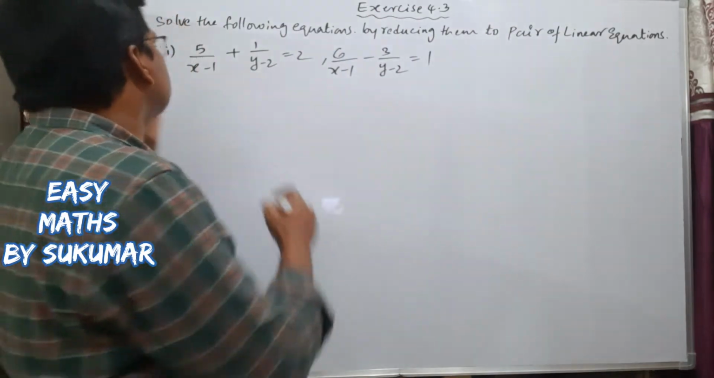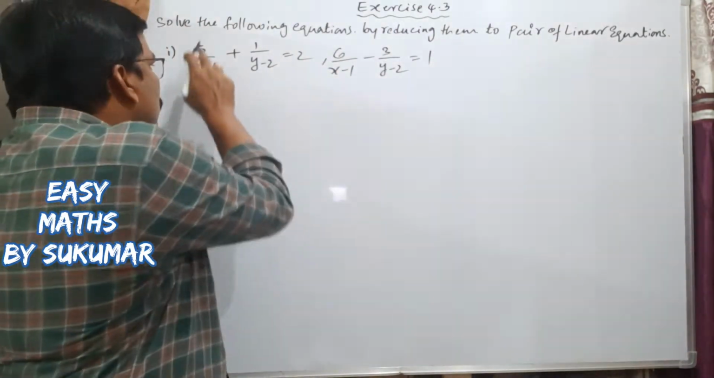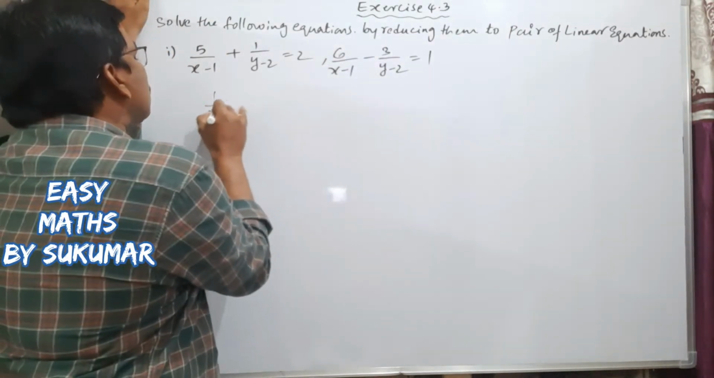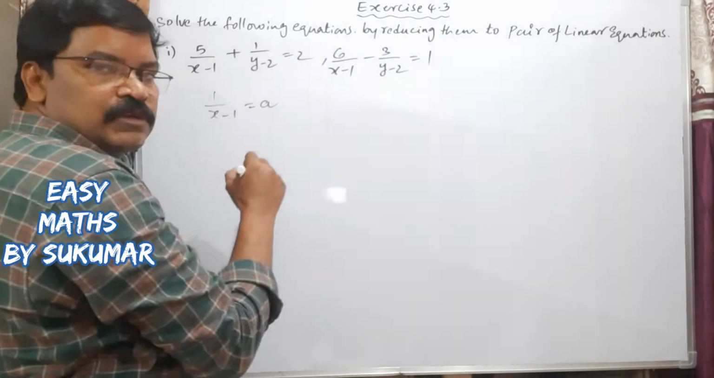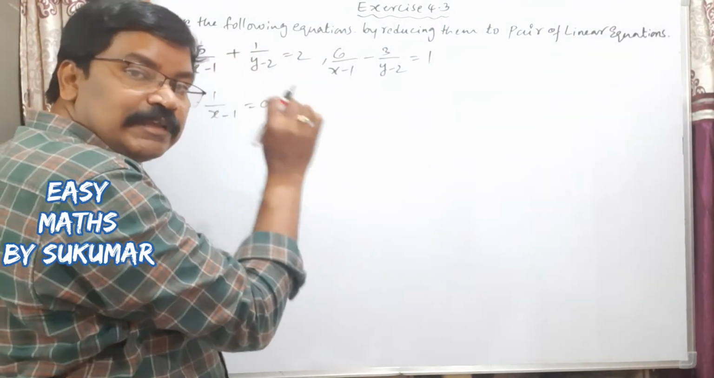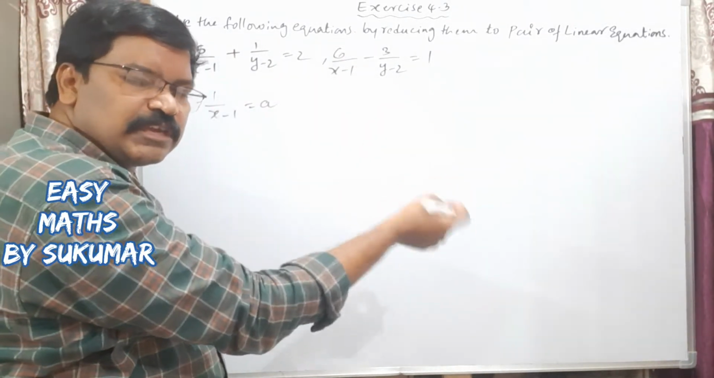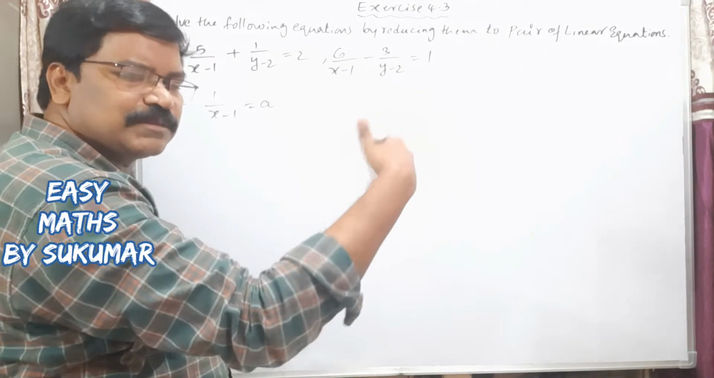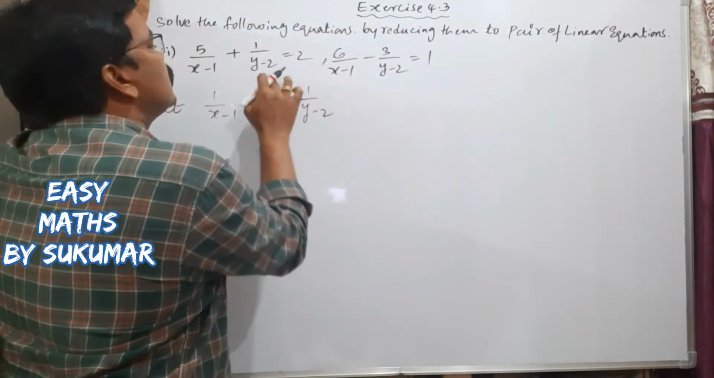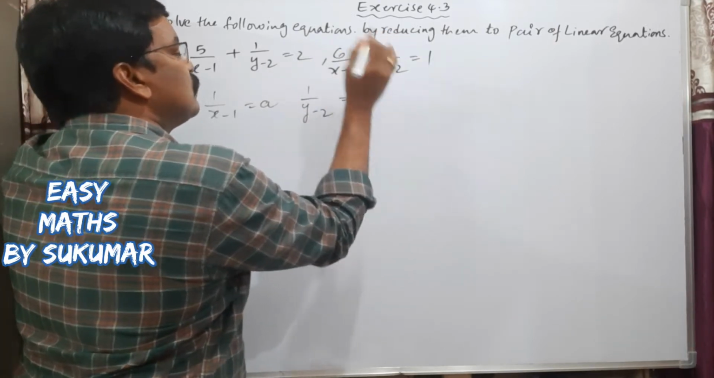Here, my dear students, if you observe the first two terms, 5 by x minus 1, 6 by x minus 1, so here this 1 by x minus 1 is common. So this 1 by x minus 1, we should take it as a. This 1 by x minus 1 is equals to a, or some p or some other variable. Okay. Similarly here, 1 by y minus 2 is there, 3 by y minus 2. That means this is equals to b.